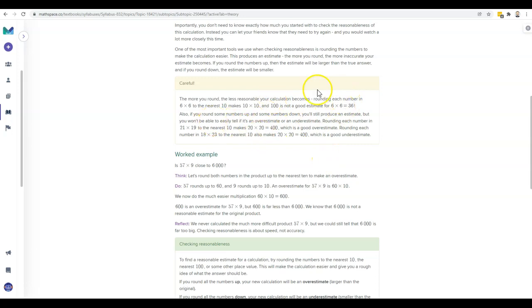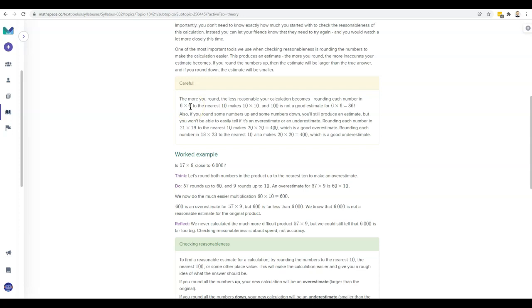Before we get down there though, this careful box is quite useful. It's basically just reminding you that the more that you round a number before using it, the less accurate your guess will be. So like it says here, if you round 6 and 6 to the nearest 10, it's going to give you an answer of 100, which is not a bad estimate of the final answer of 36. But if you would say round 6 and 6 to the nearest 100, you're obviously going to get a much different answer, and again you're not going to be as accurate.